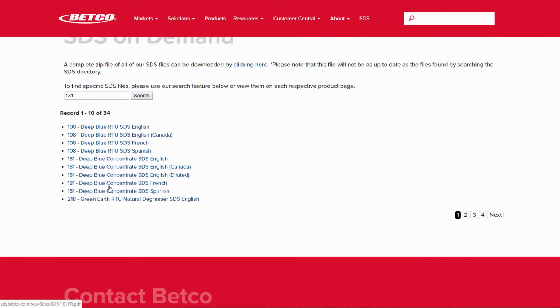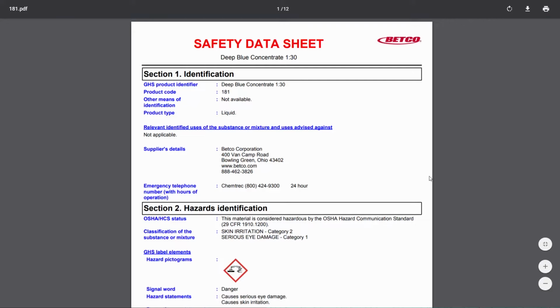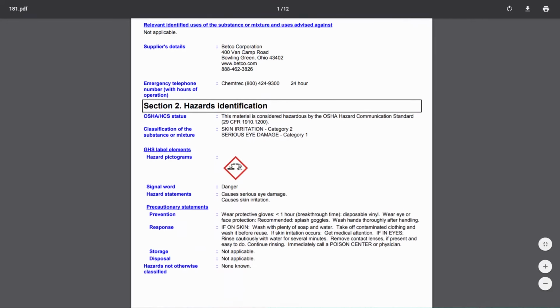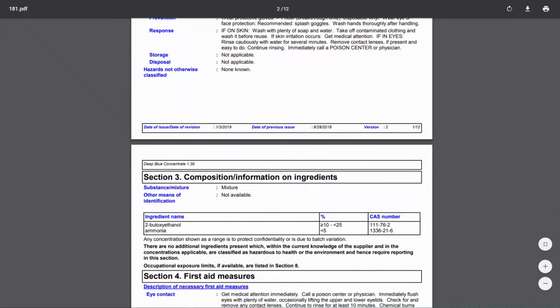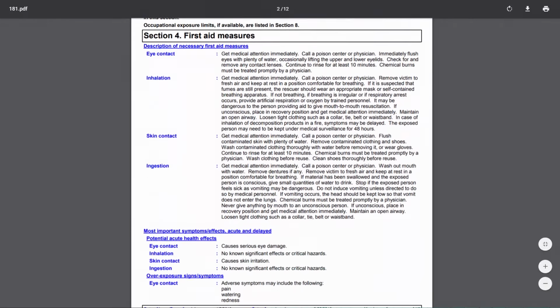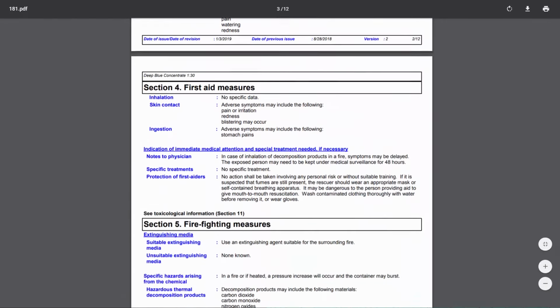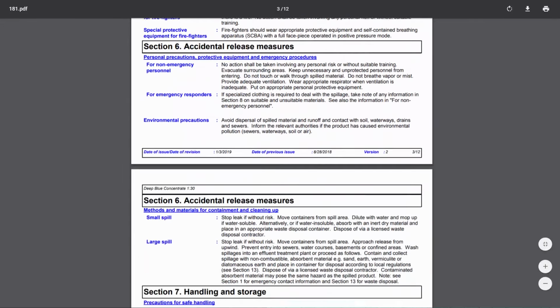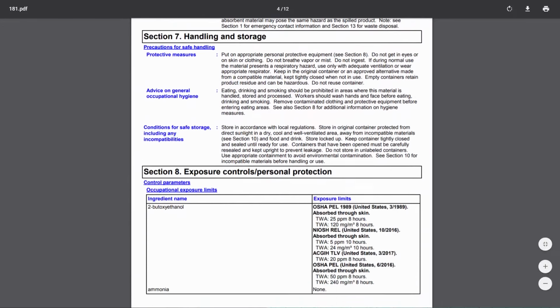Safety data sheets for Betco products can be retrieved at our website, www.betco.com. Employees must take the time to read about the products used while doing their jobs. Think about what the sheet says and how you are using the product. And remember, if working with a new chemical, read the SDS and label and consult with a supervisor before using the product.